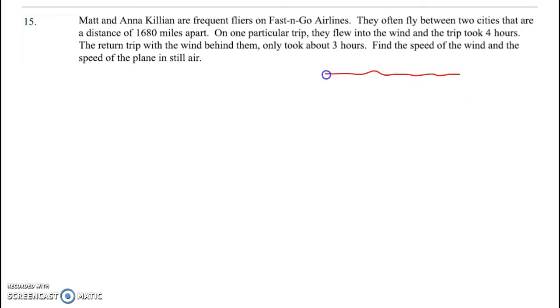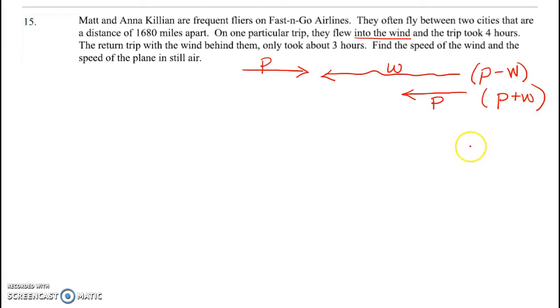Okay, let's say the wind is traveling that direction, and we'll let W be the speed of the wind. It says they flew into the wind. If P is the rate of the airplane in still air, flying into the wind is going to slow them down. So the resultant speed is P minus W. On the return trip, with the wind behind them, the tailwind is going to help speed them up. So their resultant rate is P plus W.